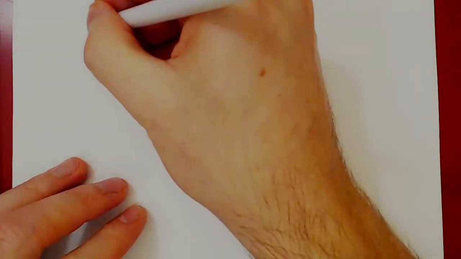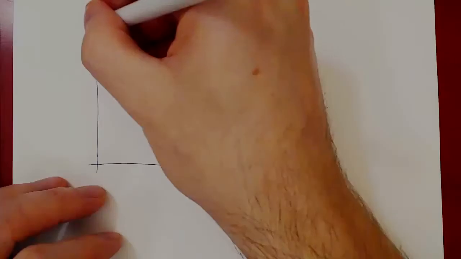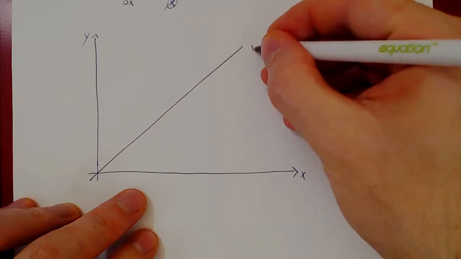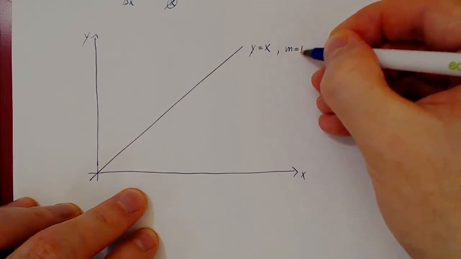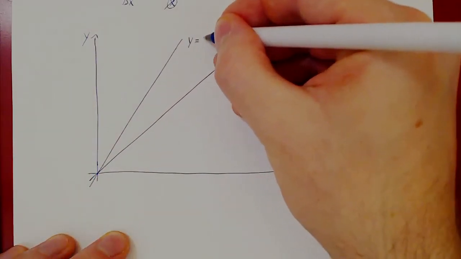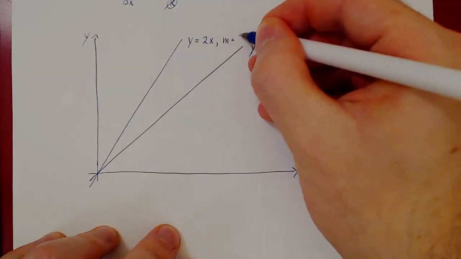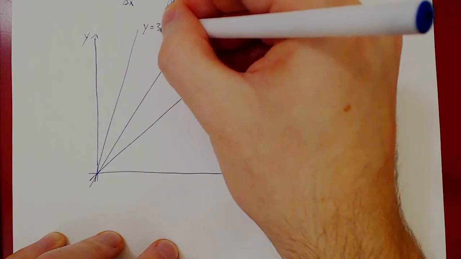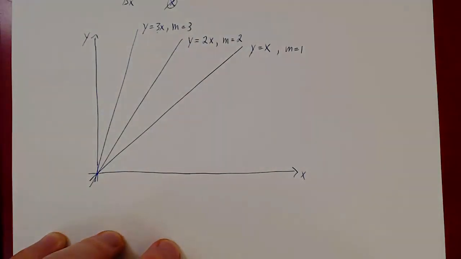So again, let's draw the xy plane. Take the first line, y equals x. So here the multiple of x is 1, so the slope is equal to 1. Take y equals 2x. Well, the multiple of x is 2, and so m equals 2. Let's take a third line, y equals 3x. So the multiple of x is 3, and so the slope of this line equals 3. So what do you observe here?